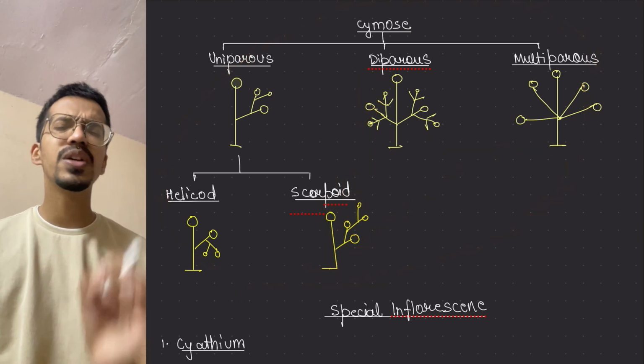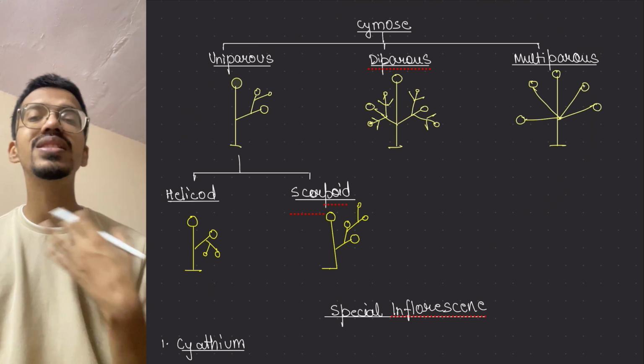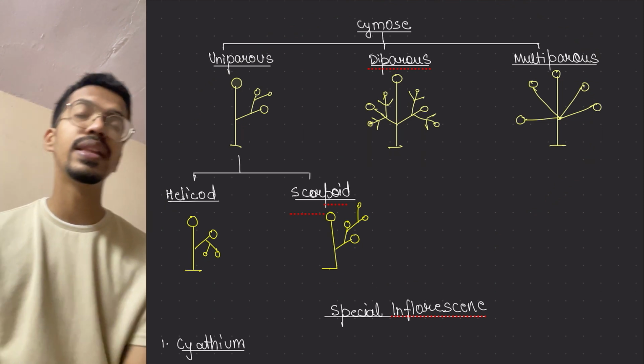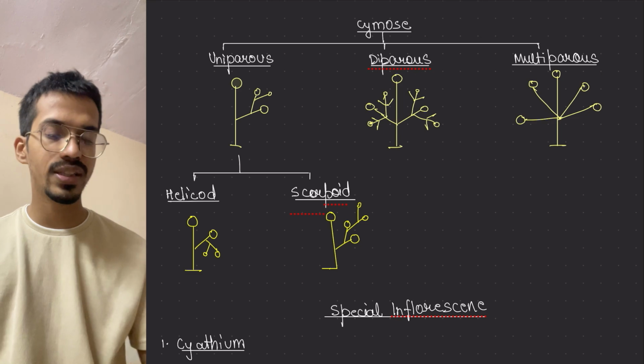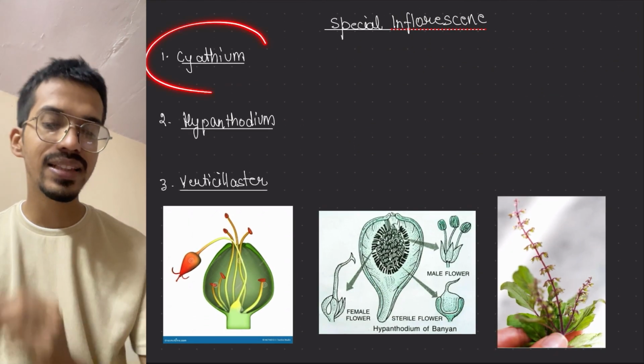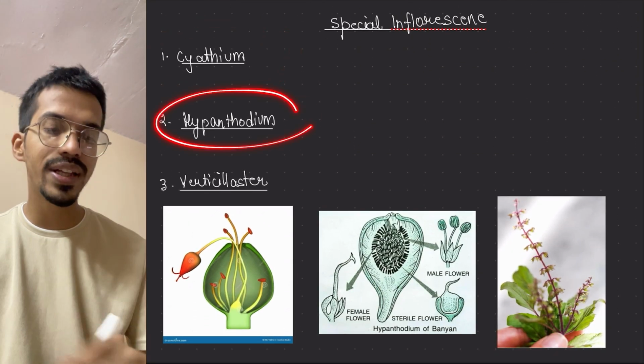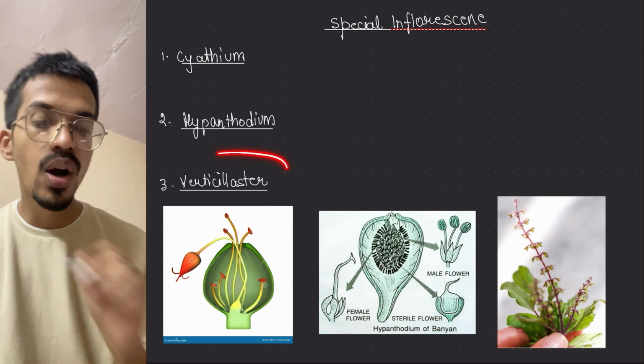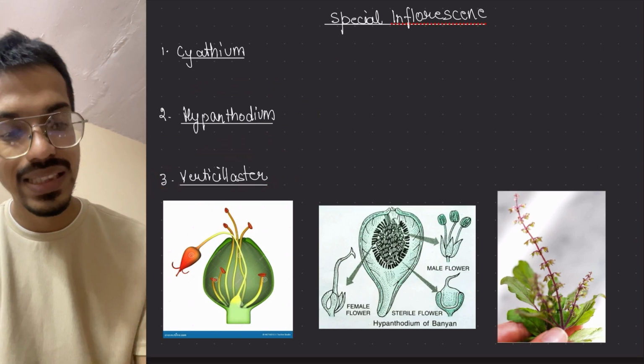After this we have a special type of arrangement. Even the capitulum, which I have taught you in the racemose, is considered only as a special type. So we have three: Hypanthodium, Cyathium and Verticillaster.